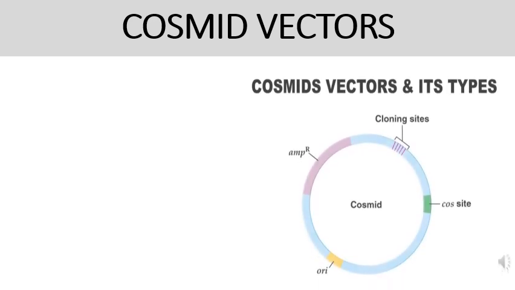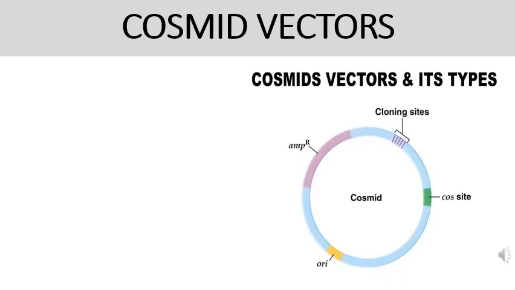The next important cloning vector is the Cosmid vector. It can comparatively carry a larger size fragment of DNA, the gene of interest, as compared to the plasmid and phages. And this is a medium-sized vector, and it is made up of the combination of two vectors. One is plasmid, and the second one is the lambda phage.